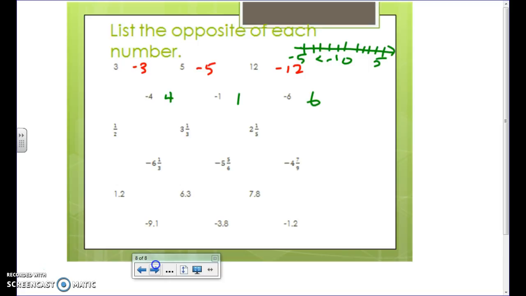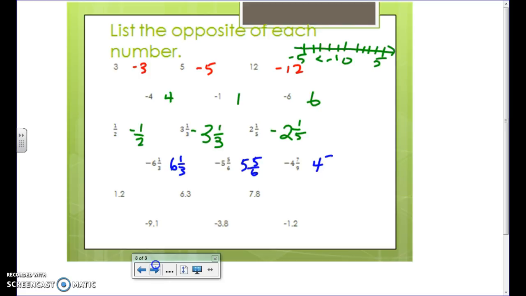Okay, so 1/2. It works the same way with fractions. 1/2. Since there's no sign in front of it, I assume that it's positive. I know its opposite would be negative. 3 1/3, -3 1/3. 2 1/5, -2 1/5. They're opposites, okay? And then the same way again, let's go to the next part here. We have -6 1/3. Its opposite would be +6 1/3. -5 5/6, +5 5/6, okay?